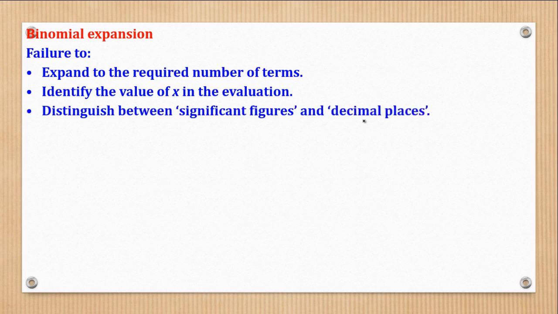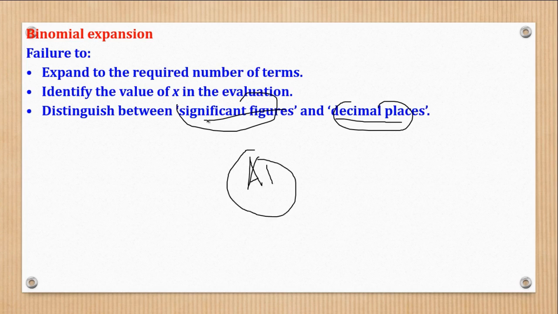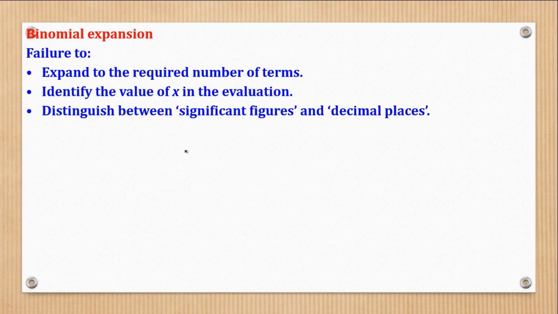Then also failure to distinguish between significant figures and decimal places. By now we expect you to know the difference between significant figures and decimal places. Because if you don't know the difference, then you cannot get the last accuracy mark. So the very last mark you get depends on the accuracy they have given in the question.